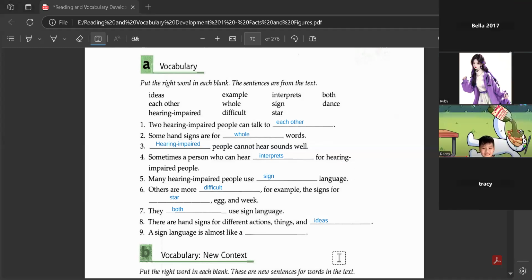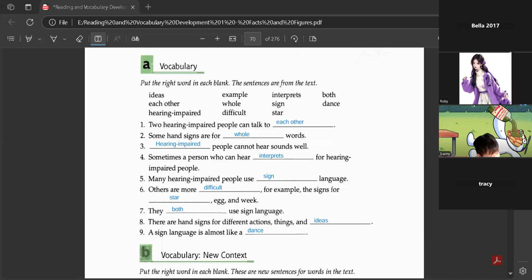Okay, but why dance? Because with sign language you use body language, and as you use body language, it looks like you are dancing. Oh, we also use hands. Hands does not sound like dancing. I have no idea. It's in the text. Anyway, just move on.